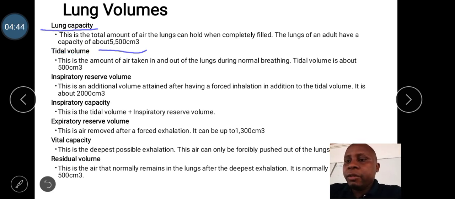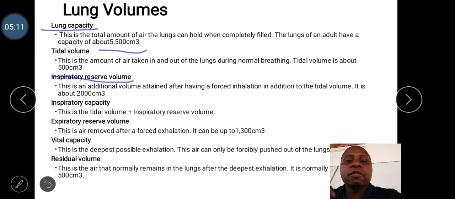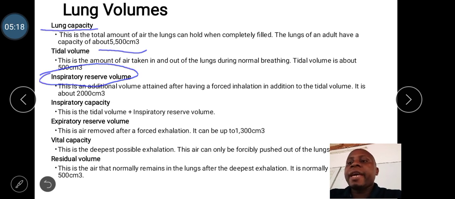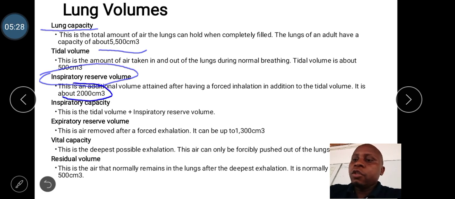Then we have inspiratory reserve volume. So if you breathe in, and then I tell you breathe in again, and then breathe in again. Okay? So the additional volume of air after having a forced inhalation, in addition to the tidal volume, this is what we call inspiratory reserve volume. So it is the amount of air in addition to the tidal volume after one has got a forced inhalation. This one is about 2,000 cubic centimeters of air.